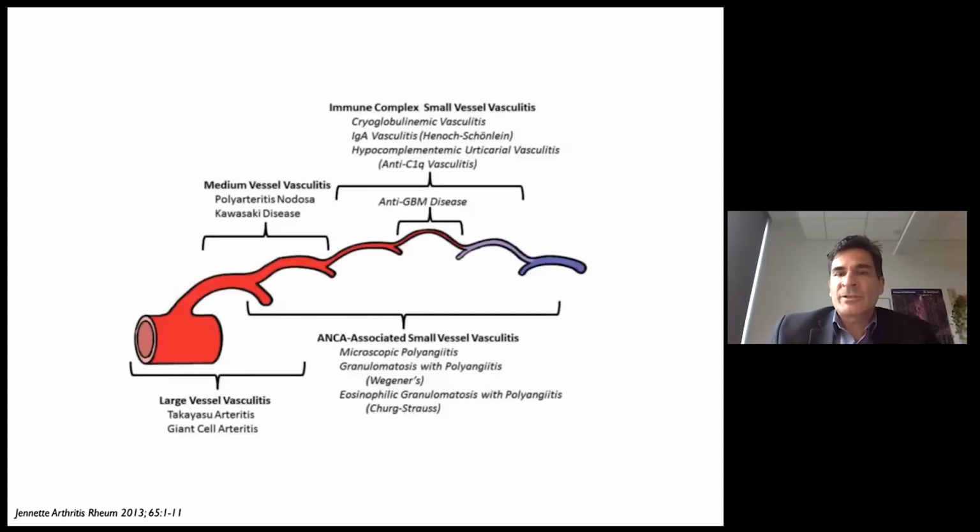This slide is just for review of the broad categories of different types of vasculitis. Large vessel vasculitides are giant cell arteritis and Takayasu, medium vessel vasculitides, polyarteritis nodosa and Kawasaki disease. And then there is a larger family of different types of small vessel vasculitides, including the ANCA-associated vasculitides.